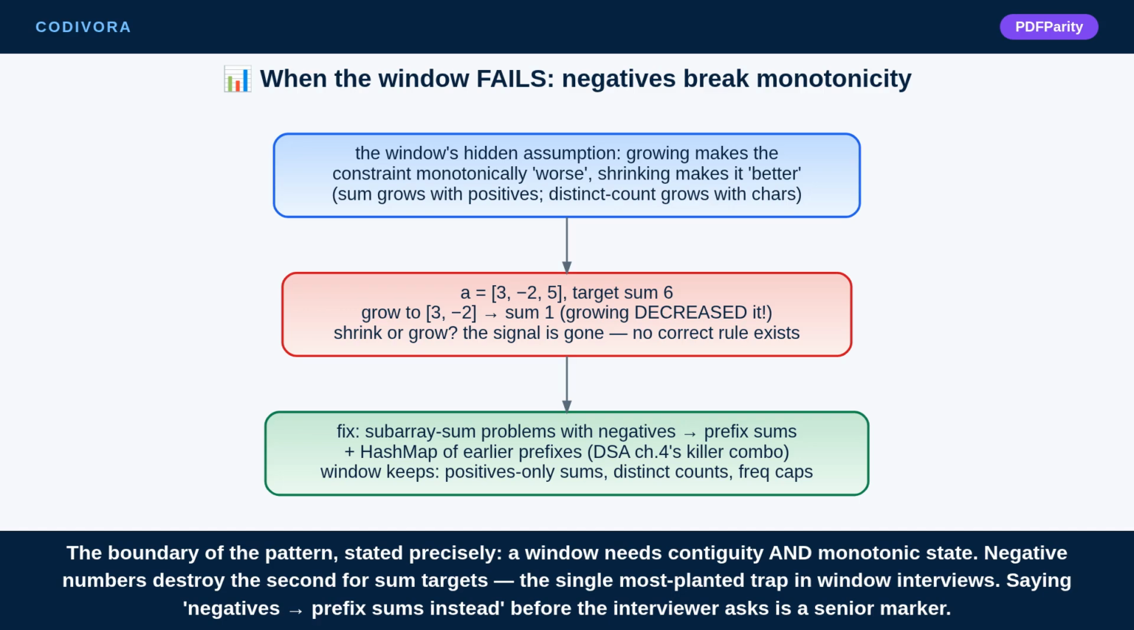The boundary of the pattern, stated precisely: a window needs contiguity and monotonic state. Negative numbers destroy the second for some targets, the single most planted trap in window interviews. Saying "negatives, then prefix sums instead" before the interviewer asks is a senior marker.